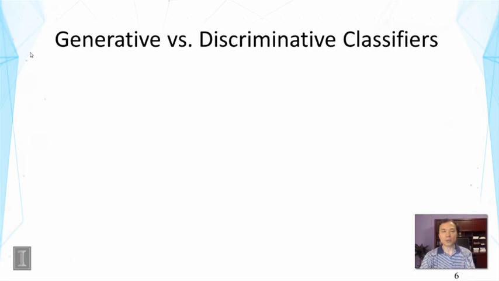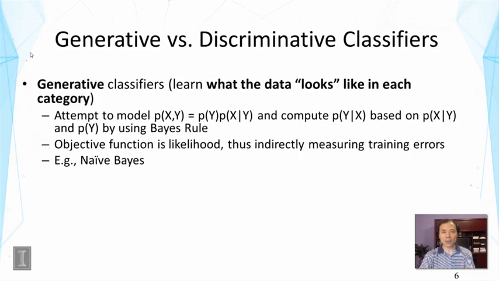So in general, we can distinguish two kinds of classifiers at a high level. One is called generative classifiers, the other is called discriminative classifiers. The generative classifiers try to learn what the data looks like in each category. So it attempts to model the joint distribution of the data and the label, X and Y. And this can then be factored into a product of the distribution of labels, p(Y), and the conditional probability of X given Y. So we first model the distribution of labels, and then we model how the data is generated given a particular label.